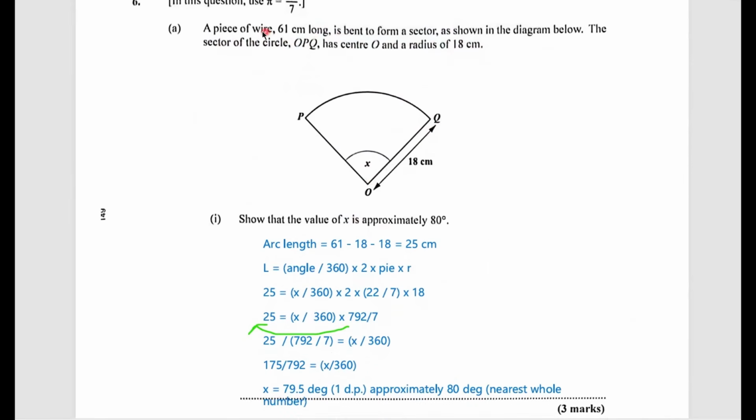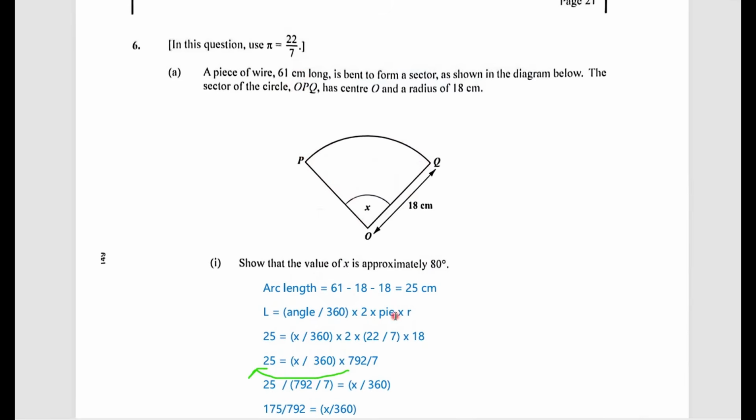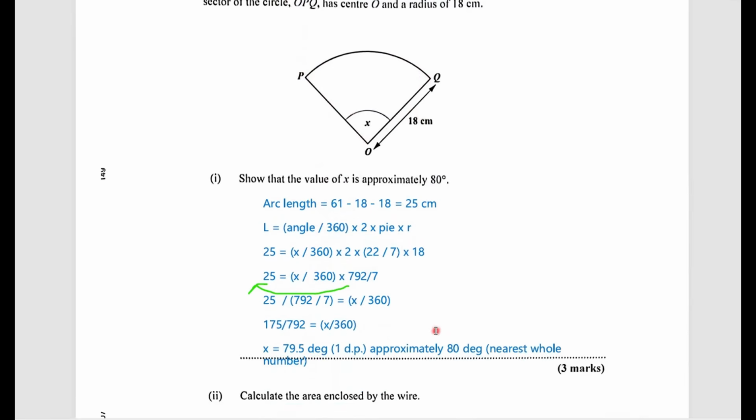Well, we know that the length of the piece of wire is 61, so that's the perimeter of the shape. Okay, what will be the arc length? It'll be 61 minus 18 twice, right? Got 18 on both sides. So 61 minus 18 twice, get 25 cm. And we know that the formula for arc length is the angle over 360 by 2 pi r. So it'll be x over 360 by 2 by pi, which is 22 over 7, by your r, which is 18. So it'll be x over 360 by, if you multiply this out, you get 792 over 7.